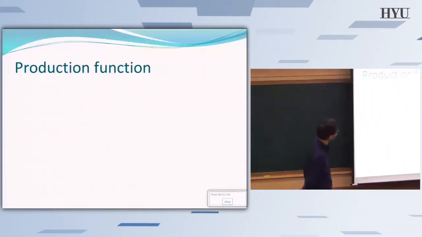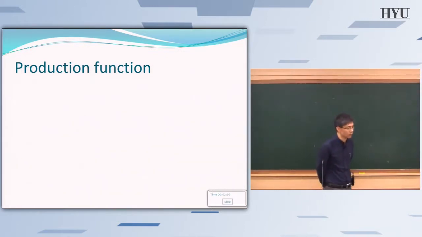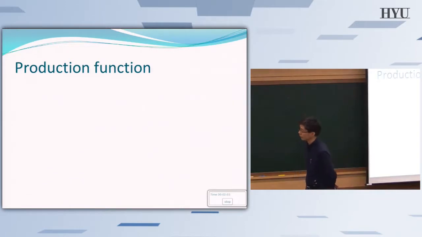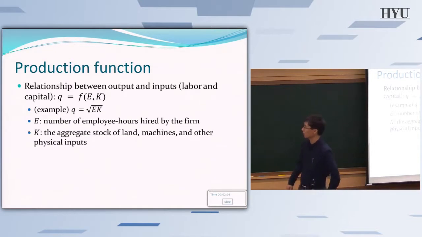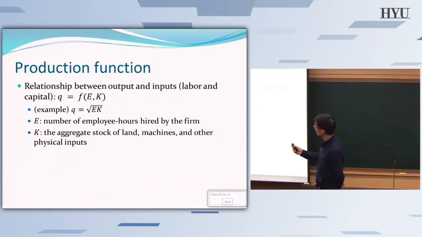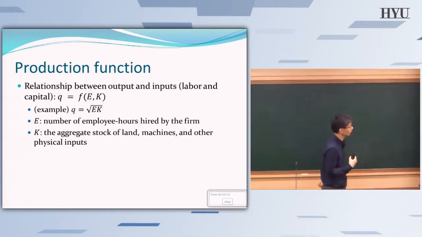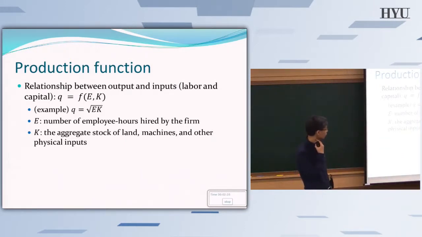For short-term labor demand, we start from the production function, because labor demand is a derived demand from the profit maximizing condition for the producers. In general, we think of a production function that uses capital and labor. E denotes the labor input, the amount of labor input. K is the amount of capital input. So Q is a function of E and K.